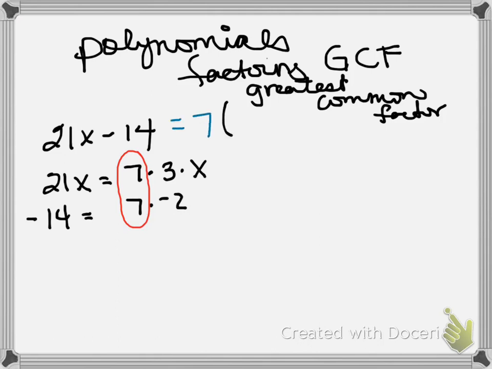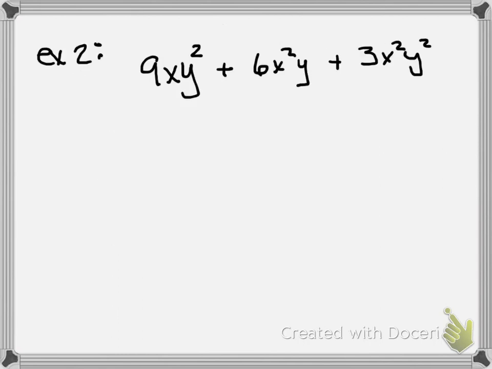So I can say my greatest common factor is 7. And if I divide 7 into 21x, I'm going to get 3x left over. And if I divide 7 into negative 14, I'm going to get negative 2 left over. So my factors are actually 7 and 3x minus 2, where my greatest common factor is 7. So let's go to another one.